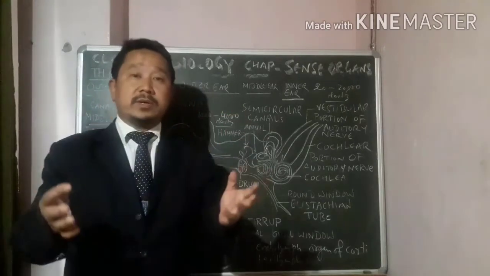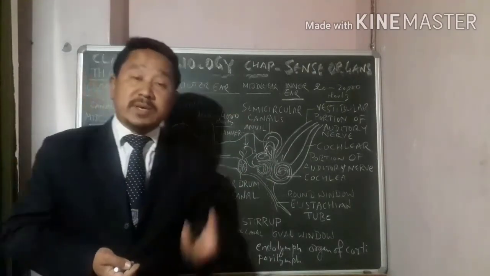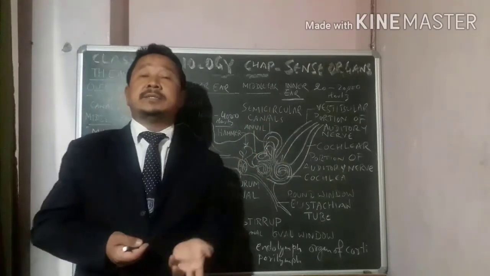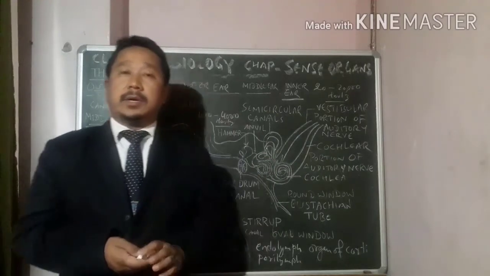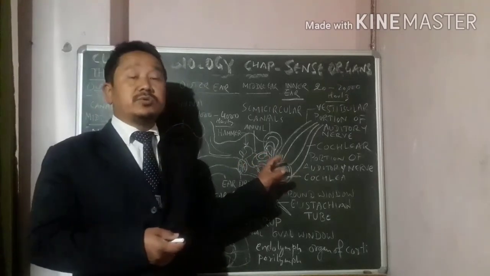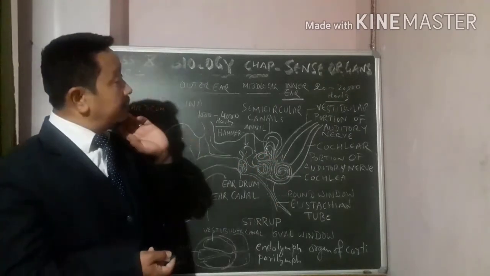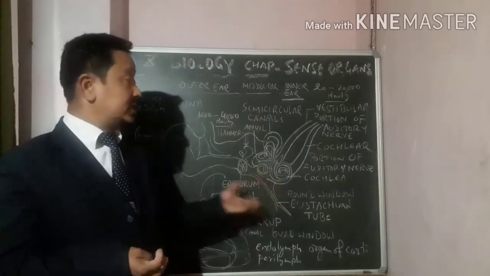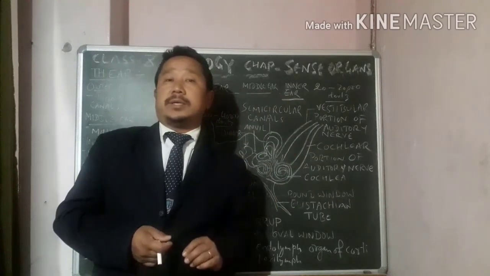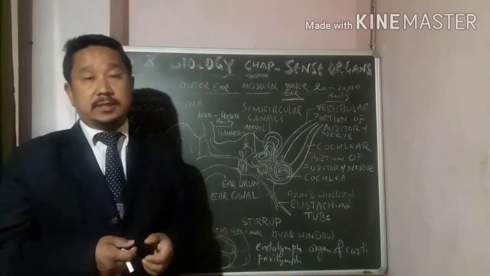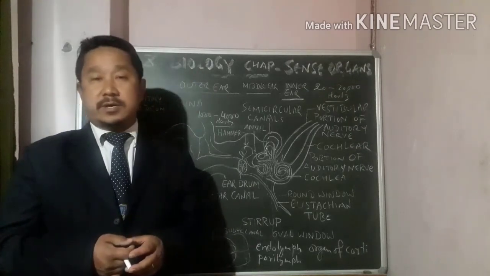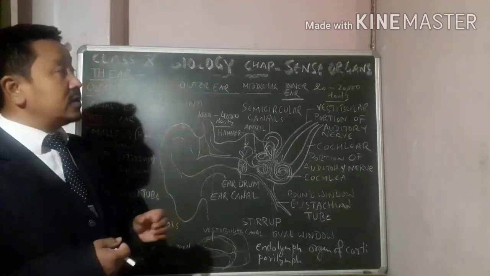When we are moving, it's called dynamic balance, which is maintained by the sensory cells in the semicircular canals, and static balance is maintained by the sensory cells in the utriculus and sacculus of your inner ear. So this is how we find these two functions, hearing and balancing, being performed by your ear. This is how we conclude chapter number 11.